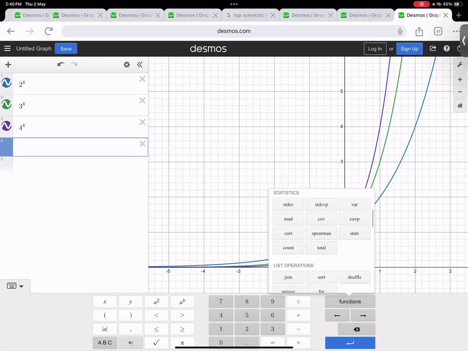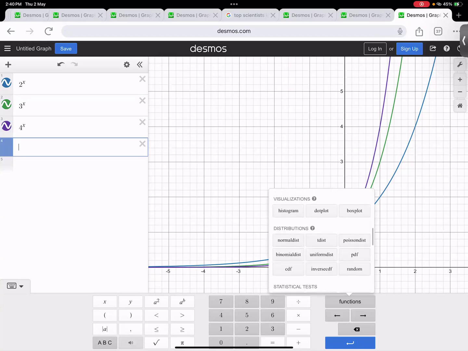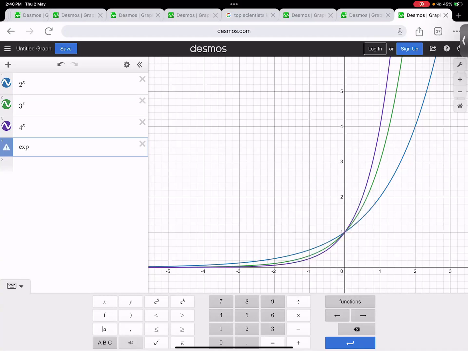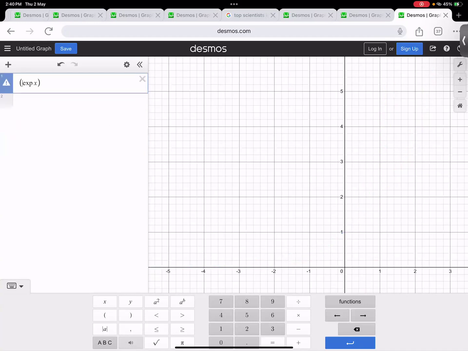Let me show you exponential e. Writing style is different here in this calculator. EXP stands for exponential. And let me erase the other one. You see, this is an exponential graph. Hold on.